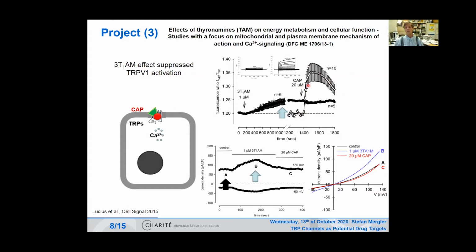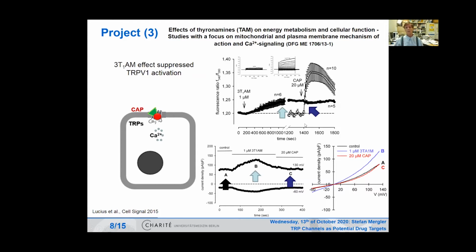This is a positive control showing that there's clearly TRPV1 or capsaicin-induced TRPV1 activation in corneal epithelial cells. And in cells pre-incubated with thyronamine, there's no effect visible after application of capsaicin, which is shown here at the time point. You can see there's no effect, completely abolished, meaning that there's an interplay between TRPM8 and TRPV1. In other words, if we activate TRPM8, TRPV1 cannot be activated.